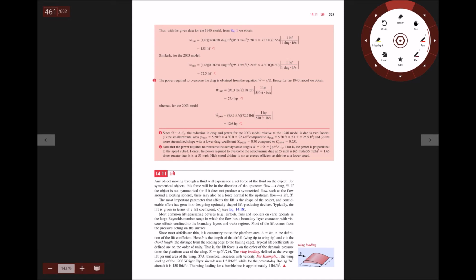The drag for a car from the 40s is 158 pounds, whereas for the 2003 model it is 72.5 pounds. If you want to know the power, of course it's just a question of velocity multiplied by force, so the velocity of the car multiplied by the drag force. The power to overcome is 27.4 HP versus 12.16 HP. And yes, these are all the examples I wanted to go through for this chapter.